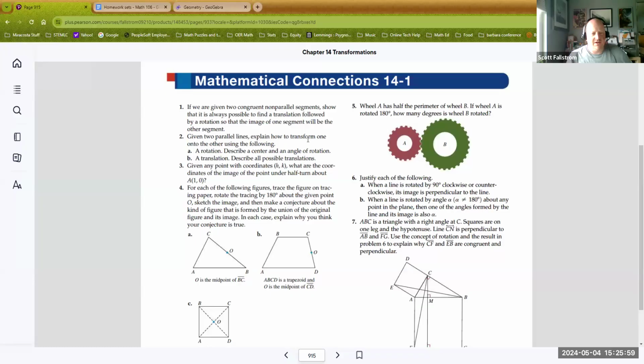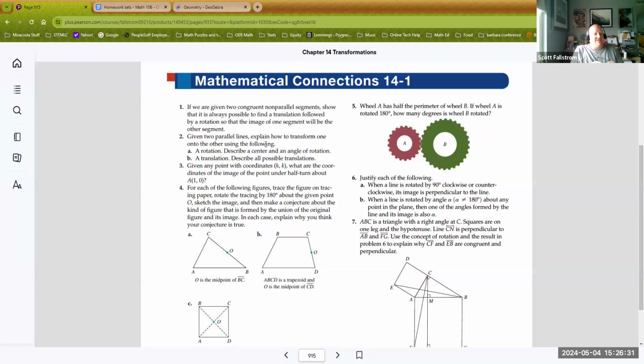So given two parallel lines, explain how to transform one into the other using the following. So think about this. If you're going to do this on tracing paper, if you want to see the idea, you need to draw two parallel lines. That's what you're given. Then how can you transform one onto the other using the following? If you did just a rotation, you have to be able to tell me a center and an angle of rotation. What would that take for one of them to rotate and sit right on top of the other?